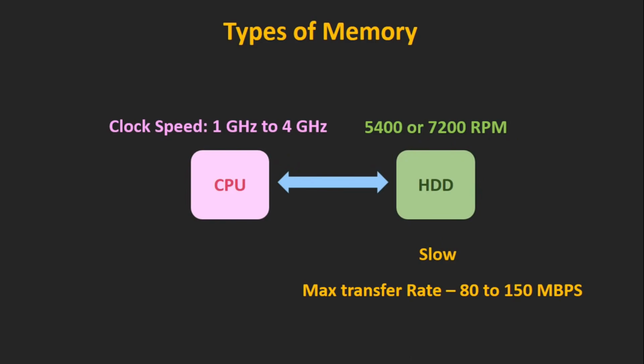The typical read or write speed that you get with a hard disk drive is in the range of 80 to 150 Mbps. But the clock speed of the CPU is in the range of 1 GHz up to 4 GHz. So even though the processor is capable of accepting data at a much higher speed, it can't get the data from the hard disk drive at the same rate.